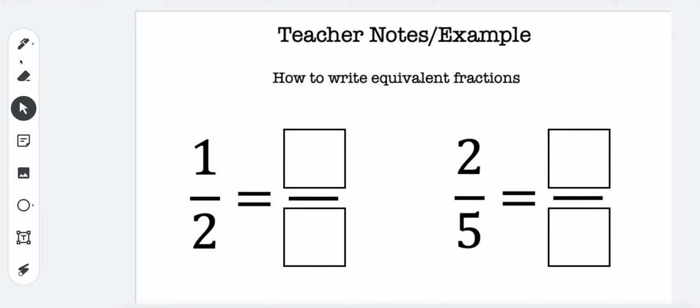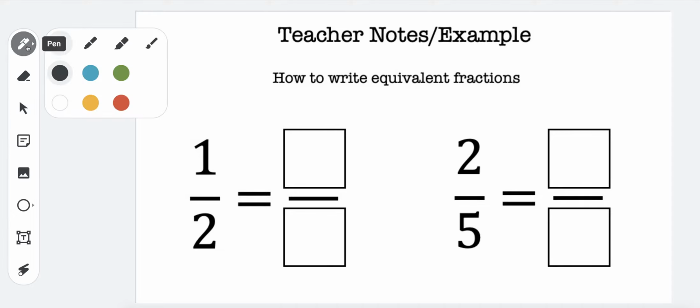Hey everybody, this is a video about how to write equivalent fractions. So first of all, come over here and grab a pen or a marker. It's up to you. Okay.